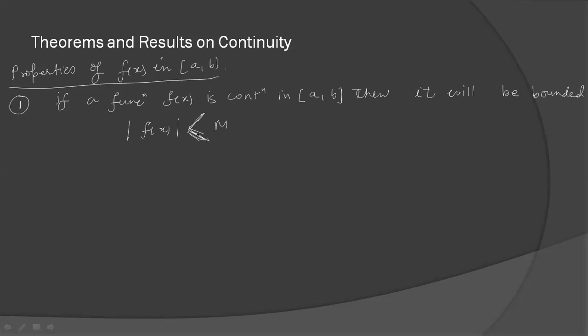Or it is strictly less than, means we cannot claim that this is equal to m, but we will get some finite upper value for this. Then this function is called a bounded function.